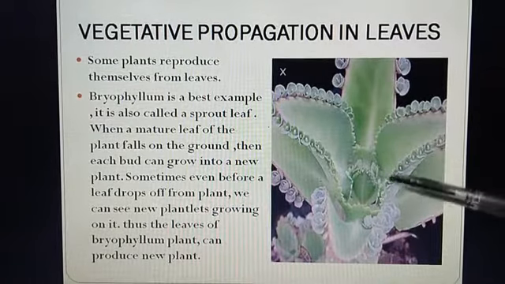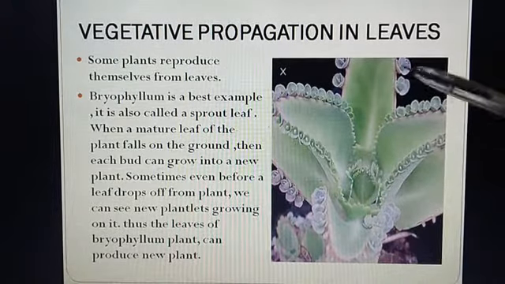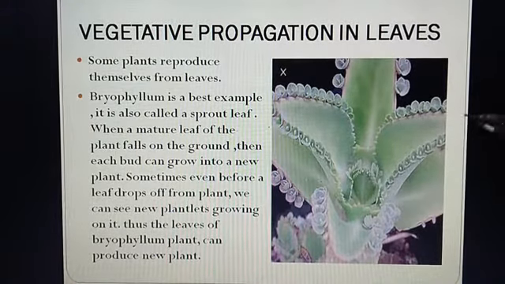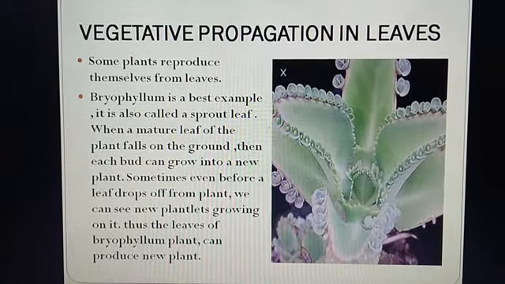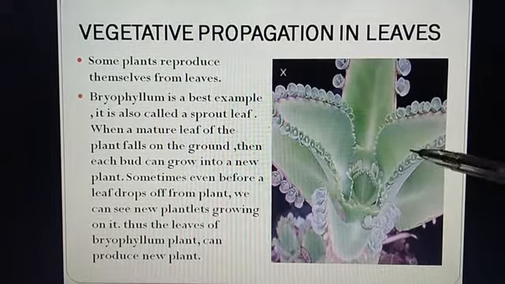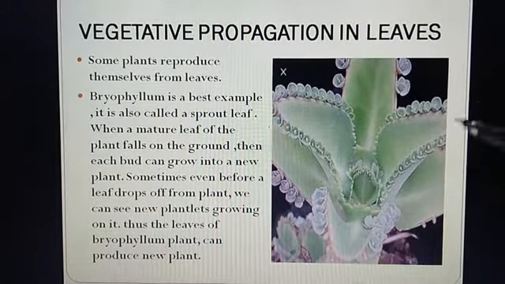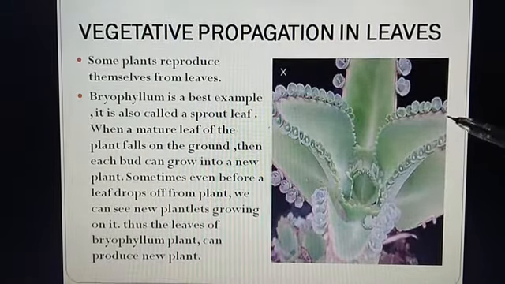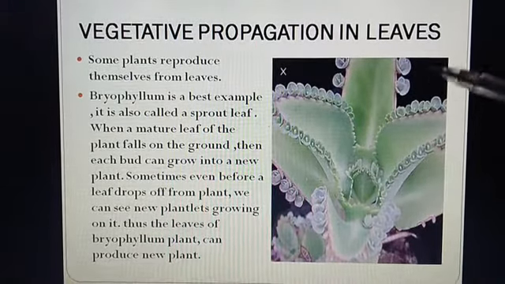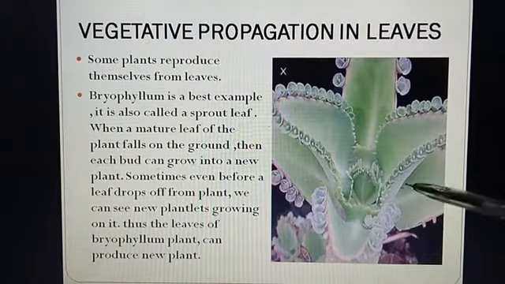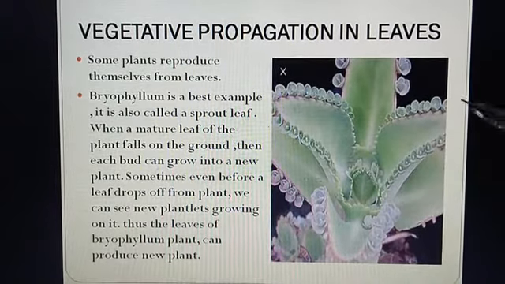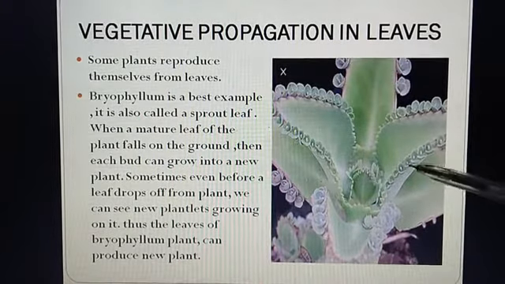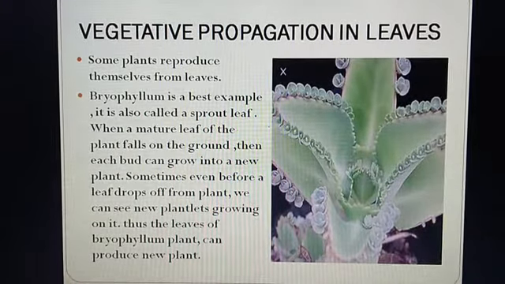When a mature leaf of the Bryophyllum plant falls on the ground, then each bud can grow into a new plant. Sometimes even before a leaf drops off from a Bryophyllum plant, we can see new plantlets already growing on it. Thus, the leaves of Bryophyllum plants can reproduce a new plant. The youngest plantlets get their food supply from the fleshy leaf.